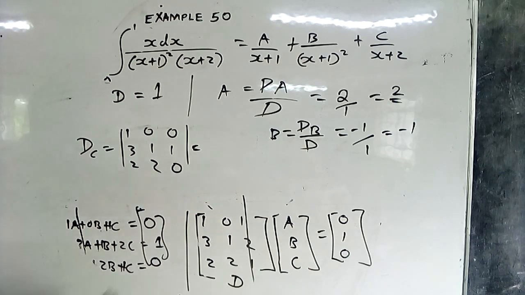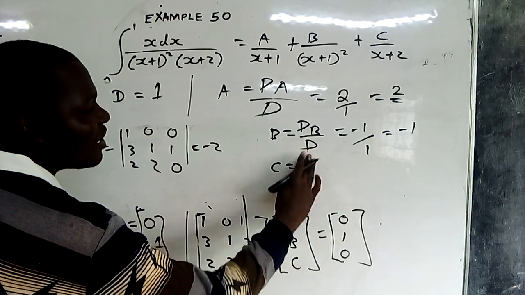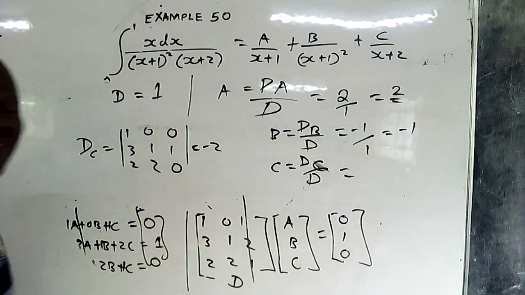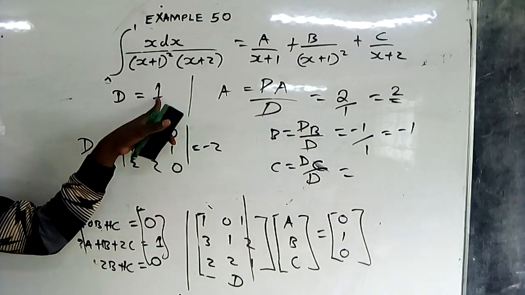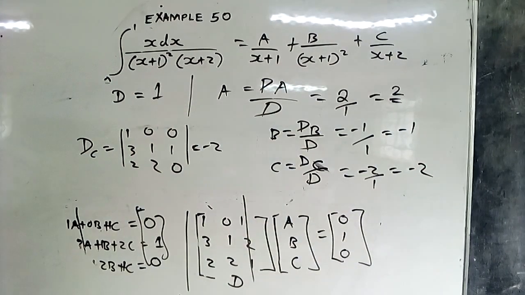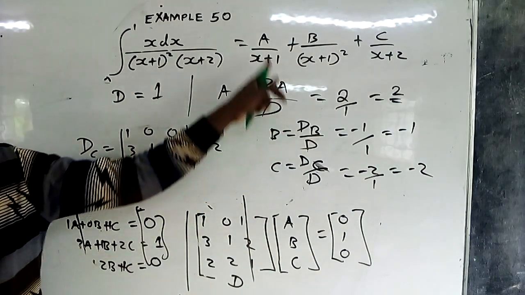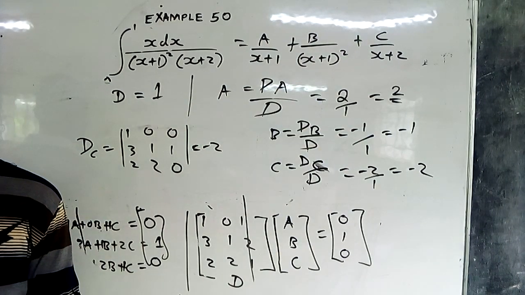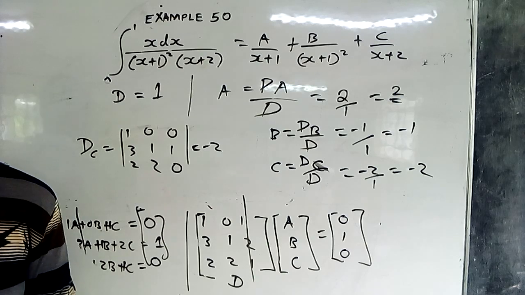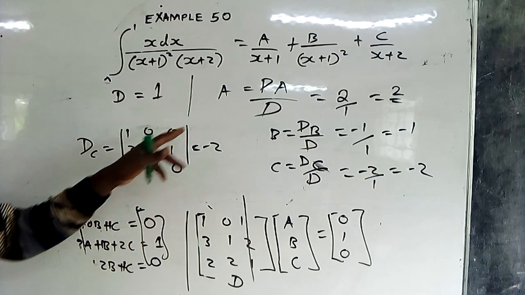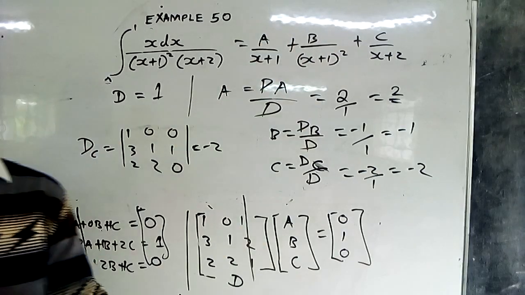-2. Are you seeing? Making work easier. You're using a simple machine, calculator. So C is equals to D of C over D. D of C is -2, D was 1, isn't it? So it is -2 over 1. So you get C is negative 2. So I will say you found the solution of A, B, and C using matrices, Cramer's rule, isn't it? You don't need to go to elimination and substitution. It's time consuming and you can end up getting wrong values, isn't it? So you just use Cramer's rule to get the values of A, B, and C.